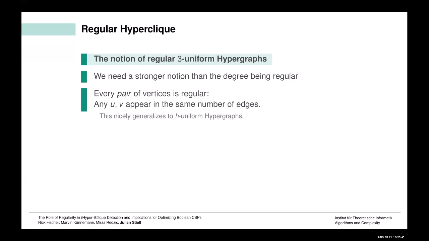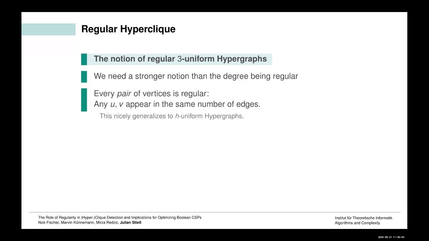So for H-uniform hypergraphs, you would no longer consider the pairs, but for example, the H-1 tuples to be regular, which is kind of cool because then if the H-1 tuples are regular, then also the H-2 and so on tuples are regular. All right, so that's our general setting.